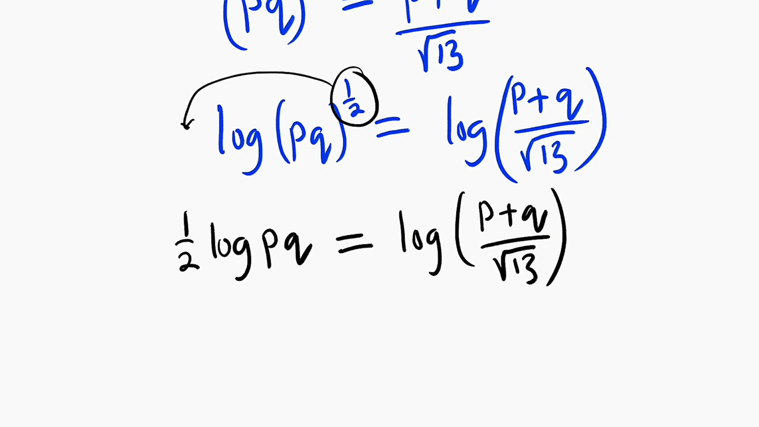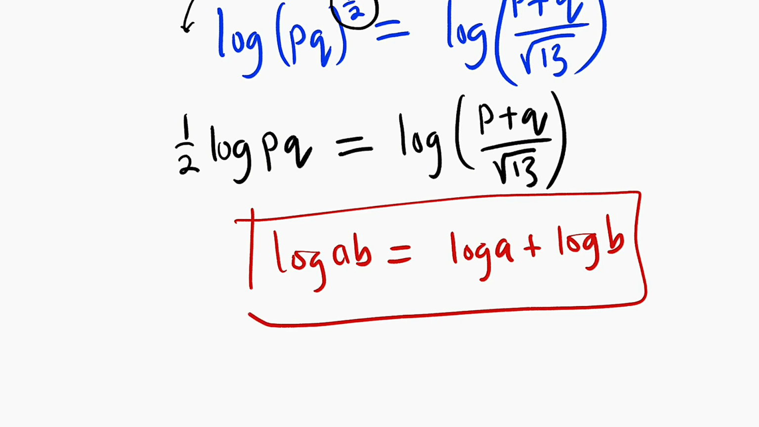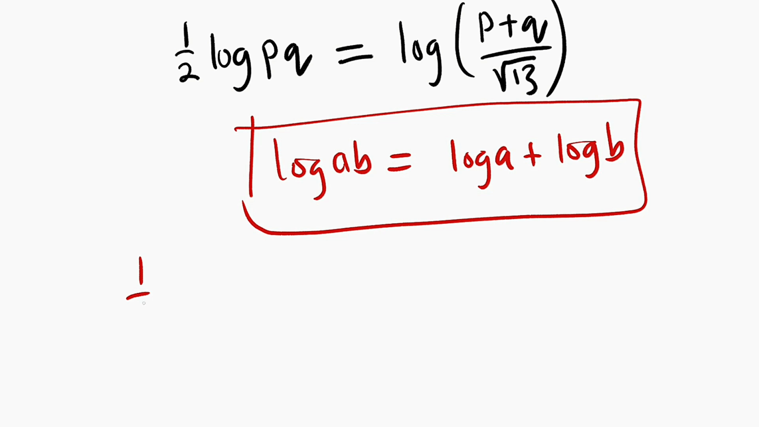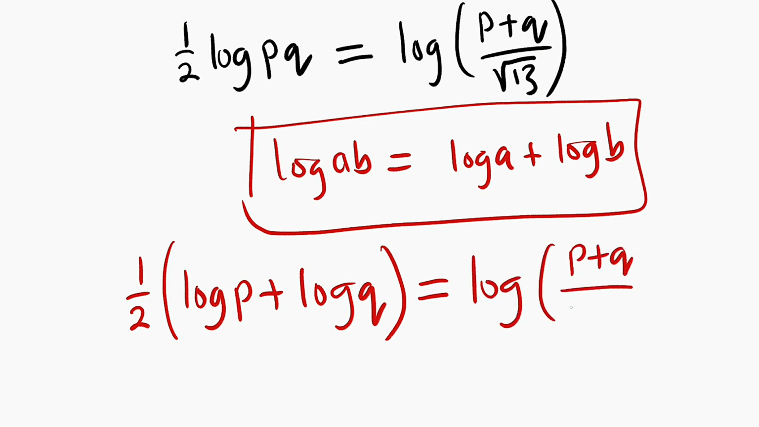From another law of logarithm, if we have log of ab, this is the same thing as log of a plus log of b. So we can introduce this to the left-hand side of our equation. Therefore, finally, we have 1 over 2 multiplied by log of p plus log of q. And to the right-hand side, we have log of p plus q divided by square root of 13.